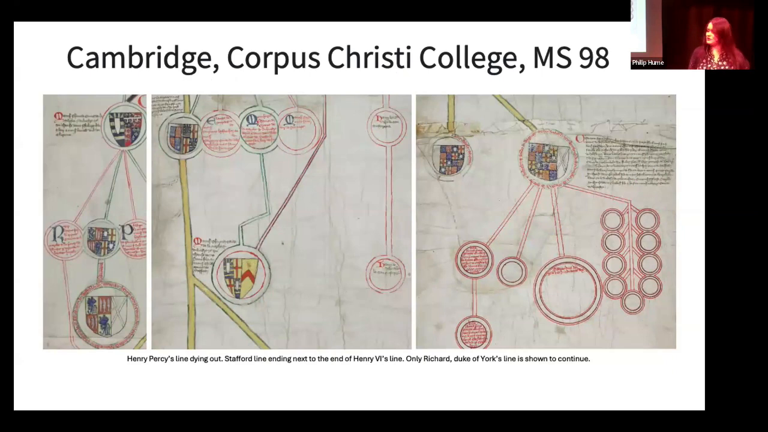All other Mortimer lines are also shown to die out slowly as we go through the roll. So, for example, Henry Percy's Mortimer line is shown to die out in the first image here. The Stafford line from the Mortimers is shown to die out in the second image, as well as Henry VI's line, so that by the time we get to the bottom of this roll, all we have left is Richard, Duke of York, and Edward IV as the only legitimate Mortimer heirs and the only legitimate heirs to the throne. So a very visual message being given here.